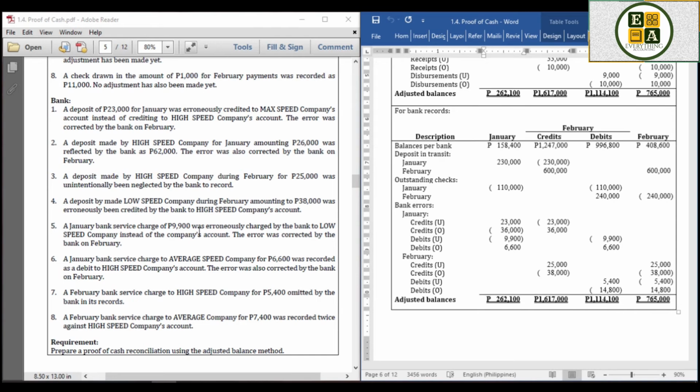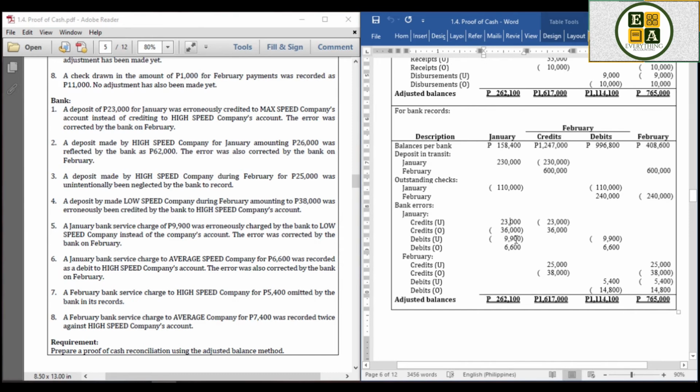So, proceed ako. Tapos na ako dito sa mga credits, error. Proceed naman ako sa mga debits, error. Okay. So, number 5. A January bank service charge of 9,900 was erroneously charged by the bank to low-speed company instead of the company's account. The error was corrected by the bank on February. Okay. Yung nangyari dito, okay, sa atin daw dapat yung bank service charge na 9,900. Pero, i-charge yan sa account ni low speed company. So, yan nangyari. Overstated yung ating January balance.